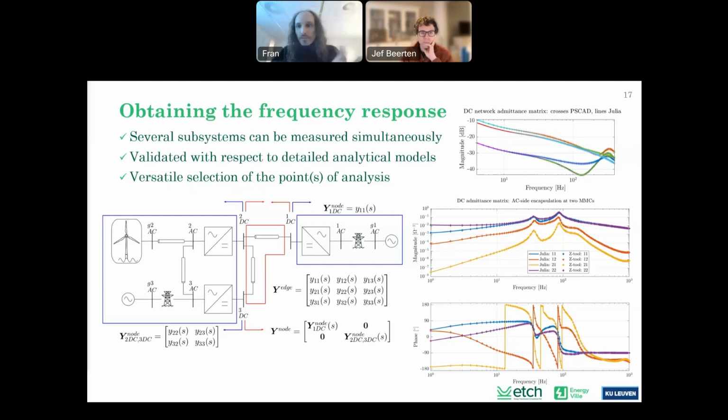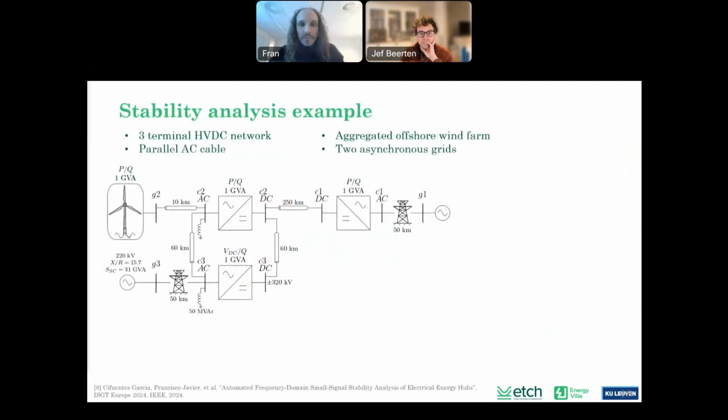All right, so this is for the versatility, but now let's move into an actual study case. I will use the same example here. So let me introduce a bit better what this system is about. We have a 3-terminal HVDC network, as you already observed, which on the left side has a parallel AC cable connected to it. We have an aggregated offshore wind farm and 2 asynchronous grids.